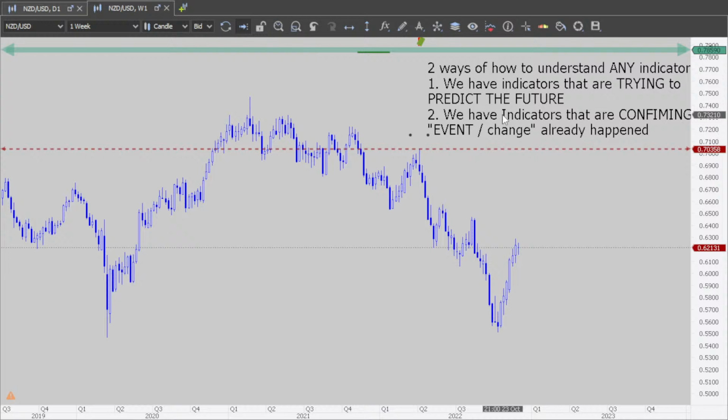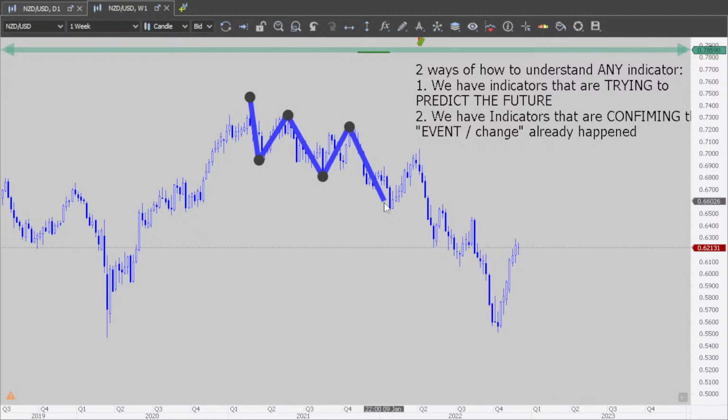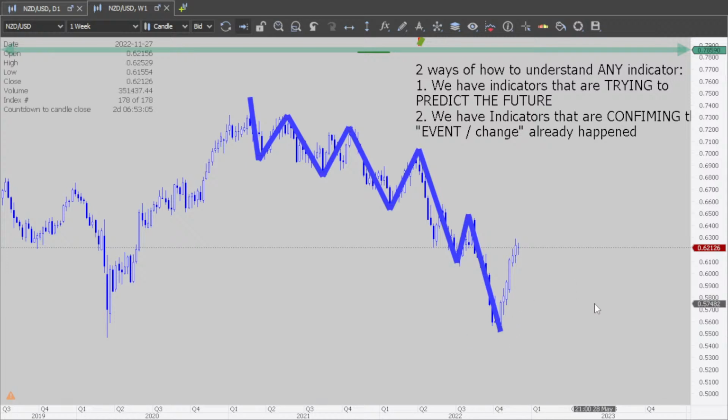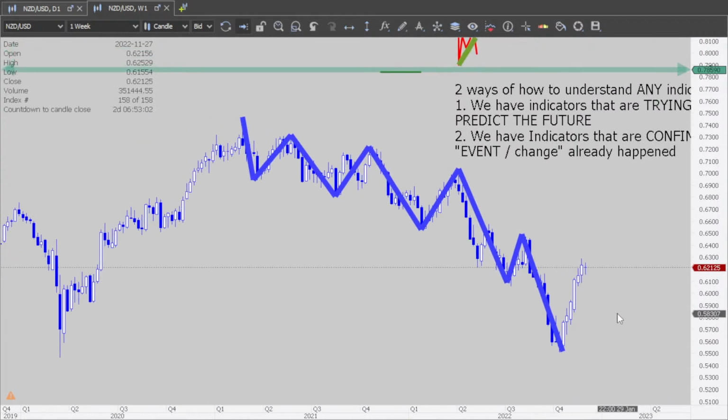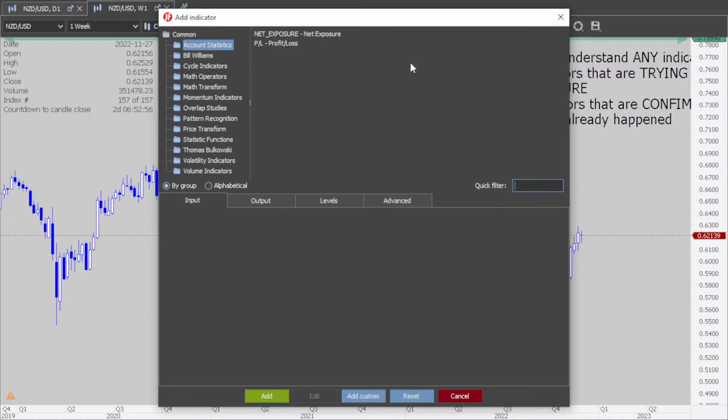So this is the weekly chart, everybody, and we have extension, retracement, extension, retracement, extension, retracement, extension, retracement, extension so far. Agreed? You're welcome.